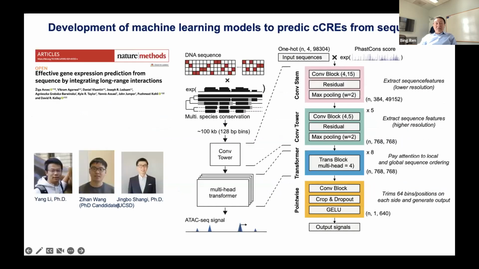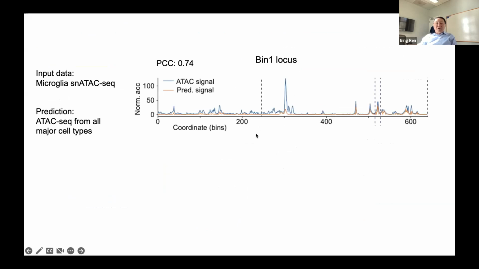And now we have also adopted the transformer model, which I initially described from David Kelley's group, to predict how each base in the genome contributes. The end goal is, can we predict open chromatin using sequence information alone? This is the same framework developed by David Kelley with some minor twists, which I won't go into detail on due to time. But the idea is that we now have a very good predictor that can predict open chromatin from sequence information alone. This is, for example, an ATAC-seq track at the BIN1 locus in microglia.